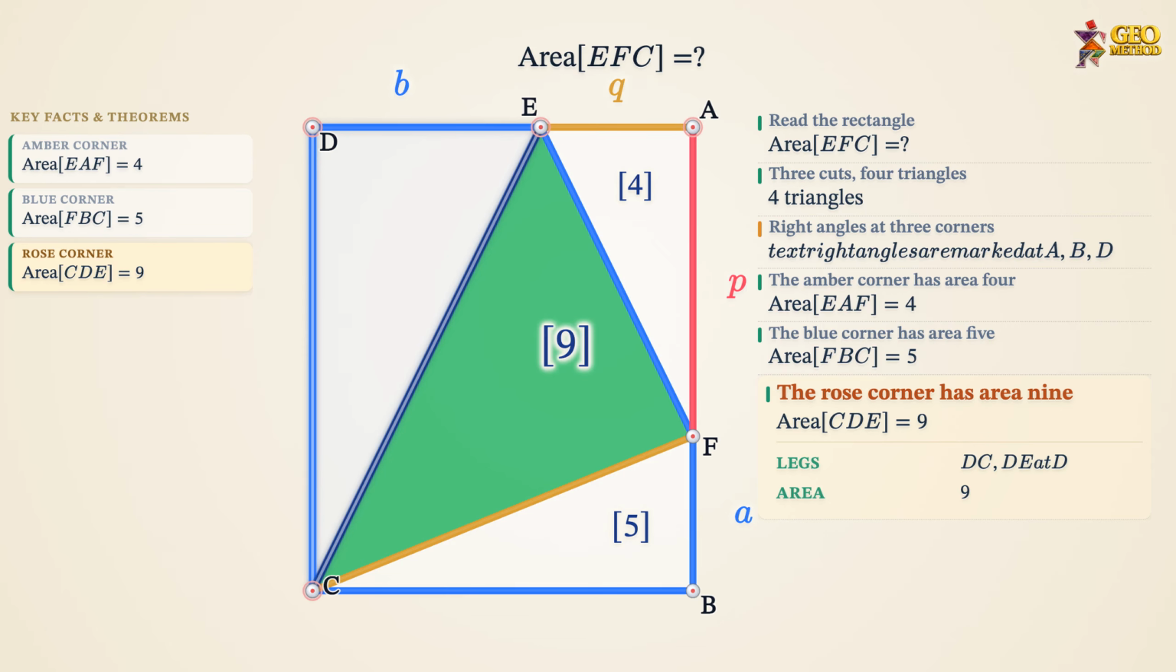The rose corner triangle CDE has area 9. Its legs are segment DC along the left side and segment DE running right along the top edge, meeting at the right angle at D.